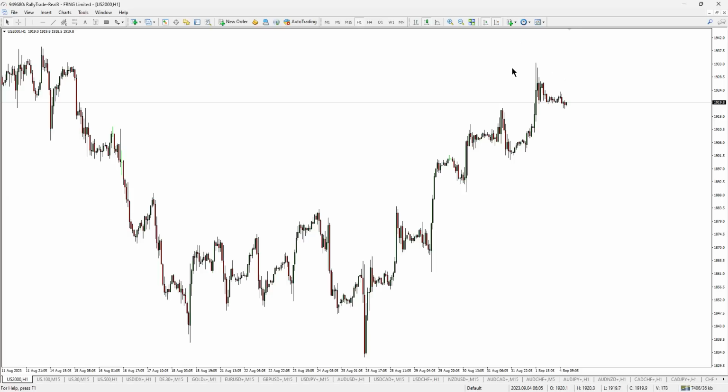Okay, now this chart is like this. The way this chart is, it will be hard for me to know when to buy or when to sell.